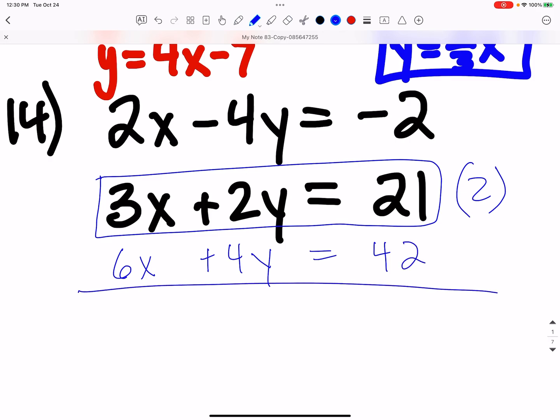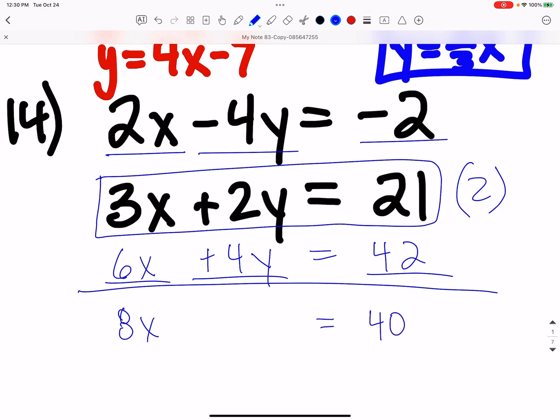Why is that important? So now when I add the columns, 2x and 6x, I have 8x. Negative 4y and positive 4y, they're dead. Negative 2 and positive 42 is positive 40. When I top versus bottom the 8, x equals 5. All right, so we have x equals 5.